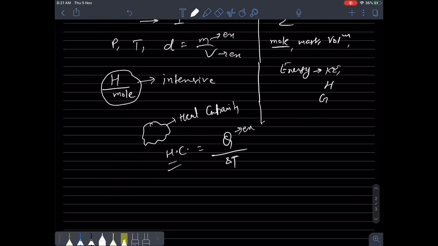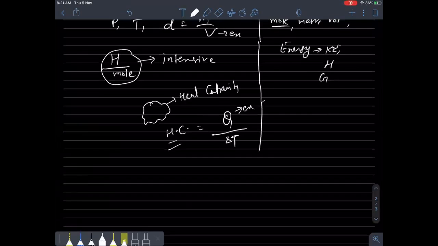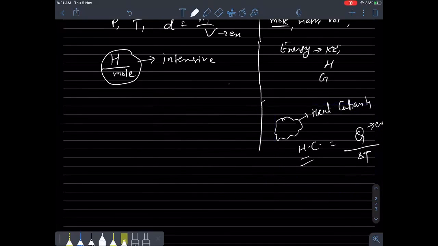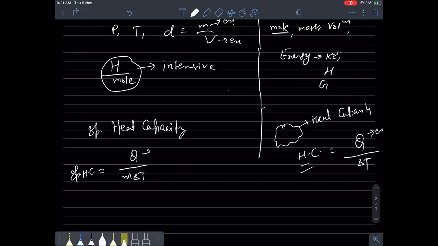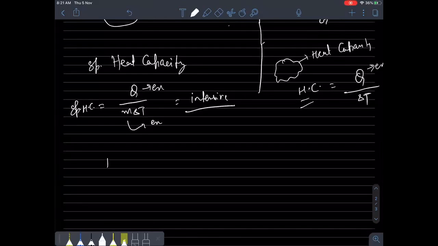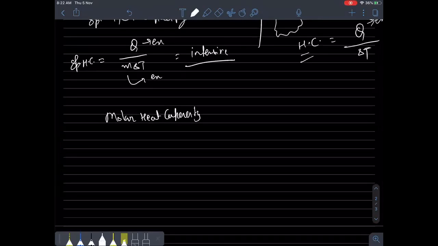But when I'm saying that is extensive. But when I'm saying heat capacity नहीं, specific heat capacity, Q divided by M delta T, then this is extensive upon extensive. This will be intensive, right? And similarly, molar will also be intensive.